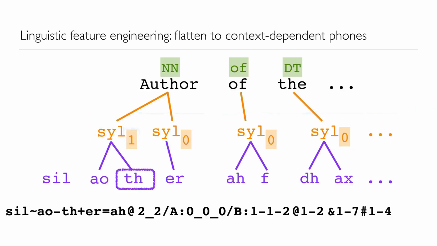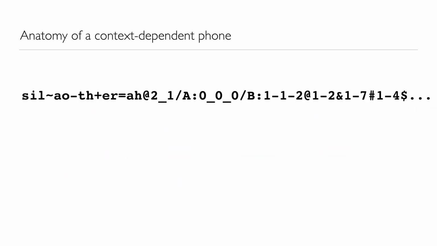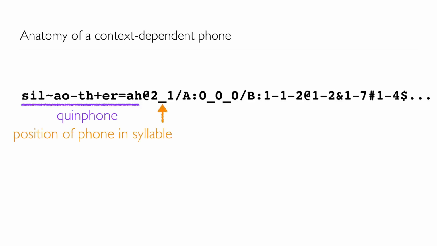So here I will explain what exactly these features are and how we are going to extract them from the HTS format. The first one is the quinphone identity, where we have the current phone, the previous and previous-to-previous, and the next and next-to-next phones. Then follows the position of the phone in the syllable: the first one is a forward position and the next one is a backward position.